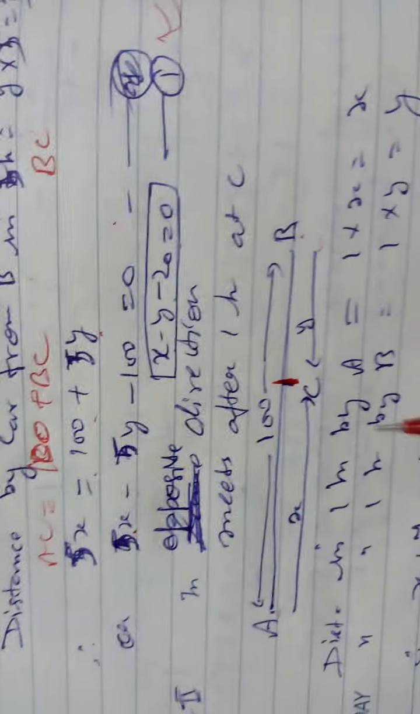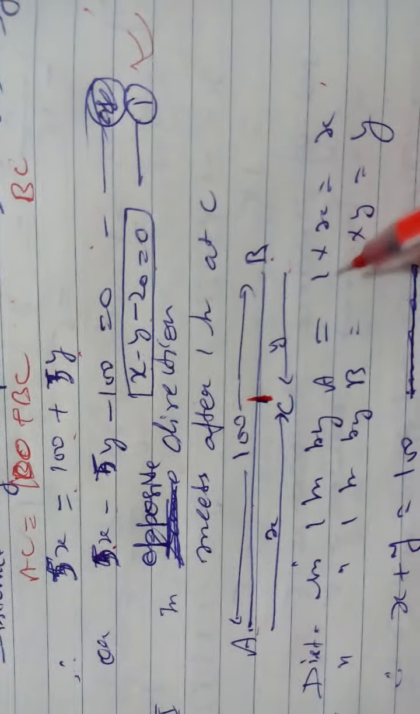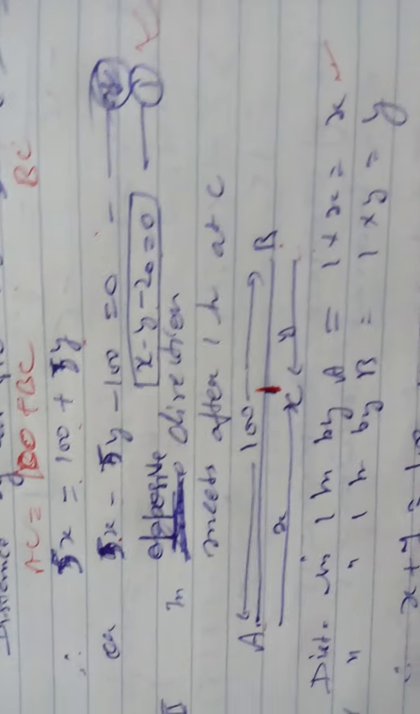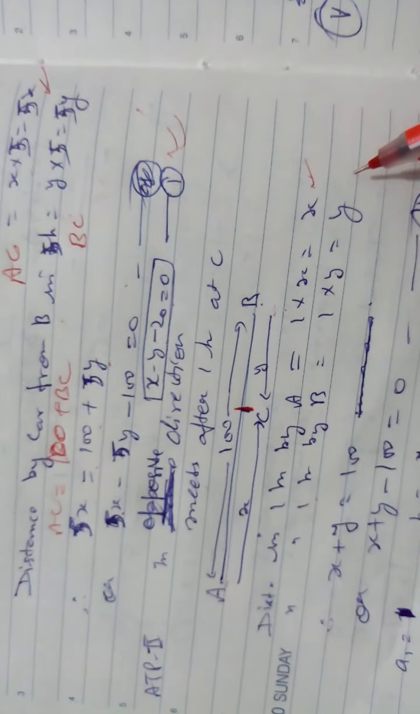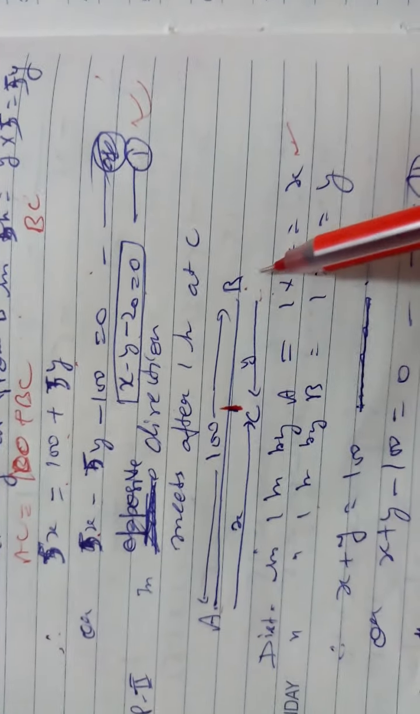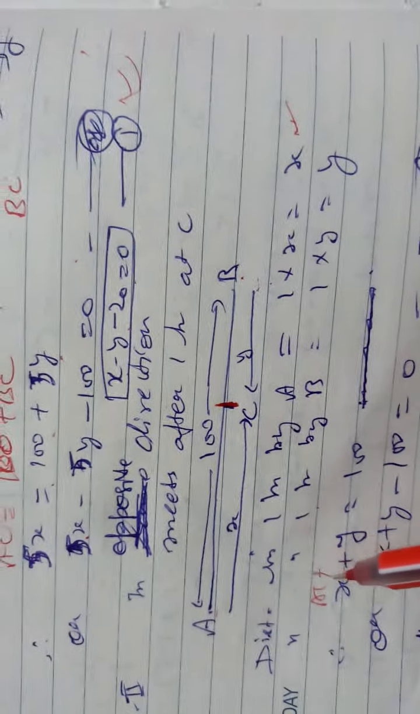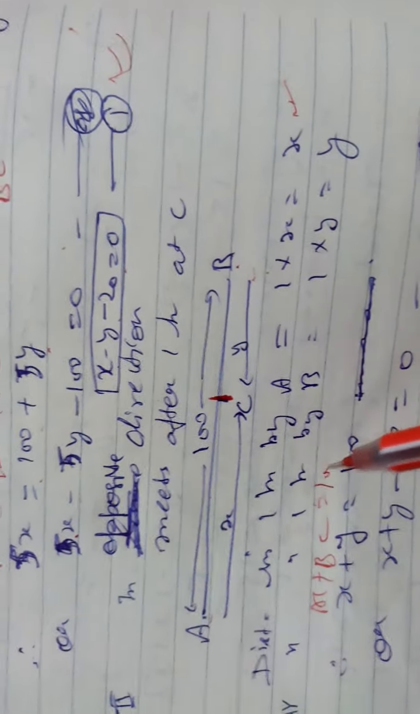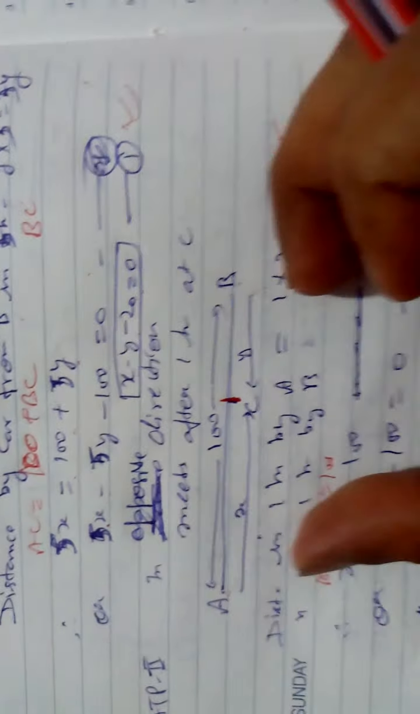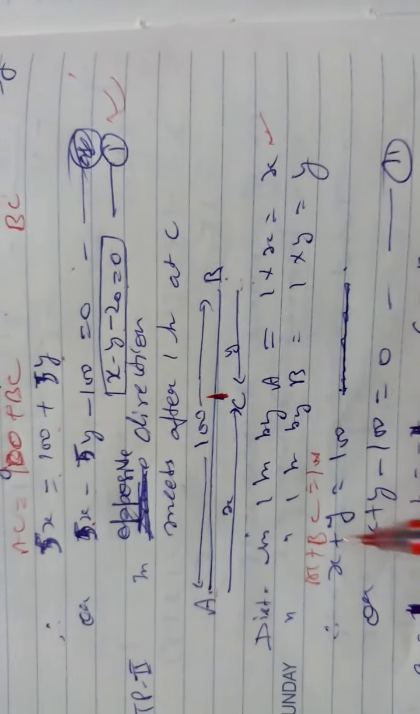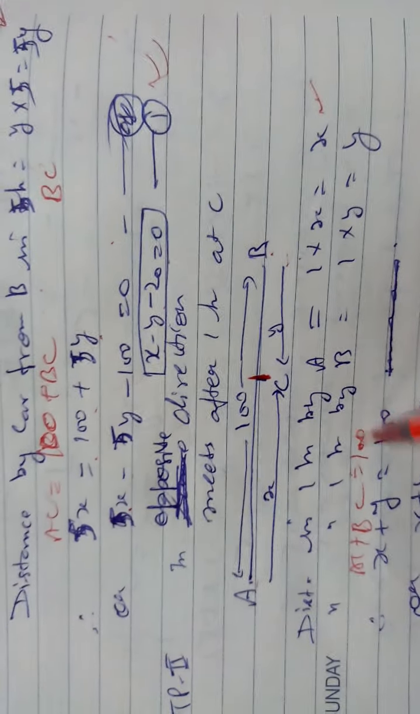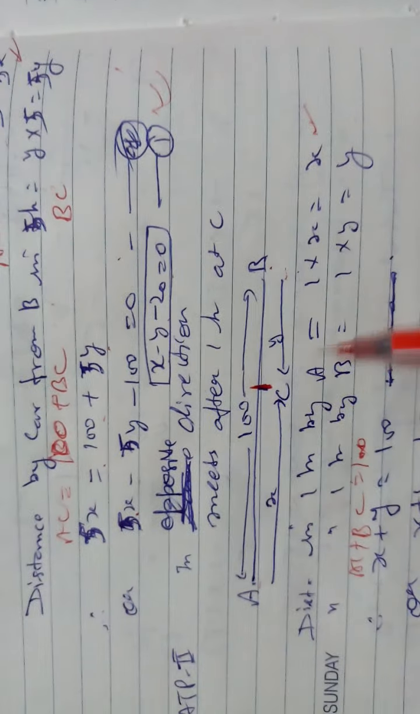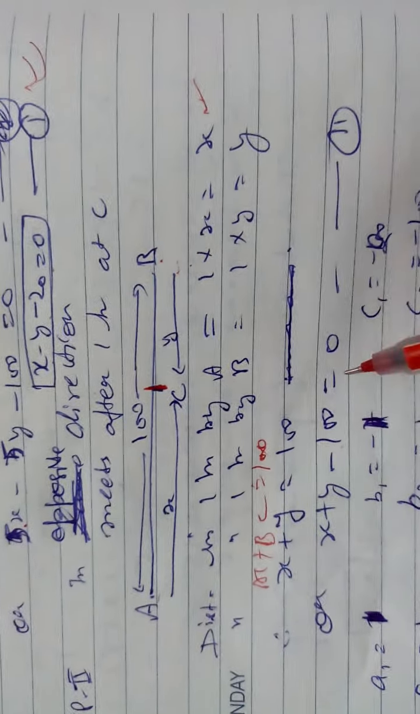Distance covered in 1 hour by A will be speed into time, x. Distance covered by B in 1 hour will be 1 into y. Now AC plus BC will be 100 by the figure. So the total distance must be covered, then only they will meet, otherwise if it is 99 then they are 1 kilometer away from each other. So here the total sum will be 100. Both are reaching at C. So x plus y minus 100 is the second equation.